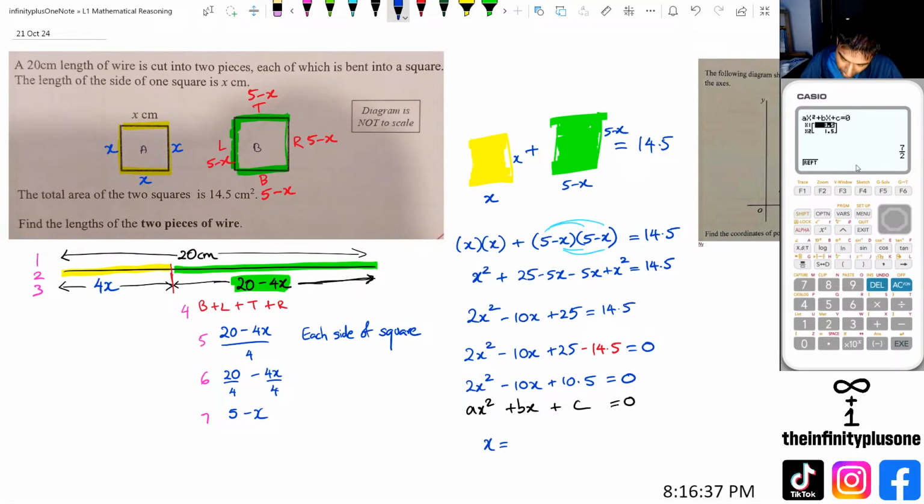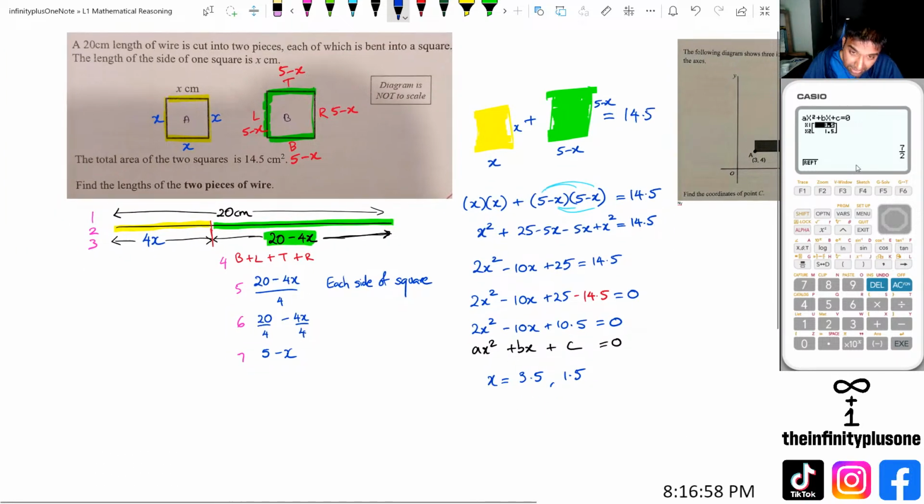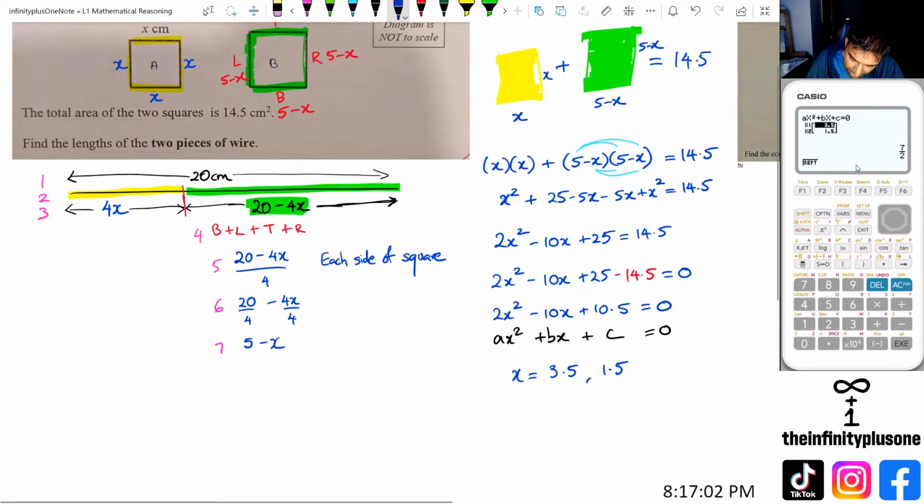So x is equal to 3.5 or x is equal to 1.5. So there are two answers for this particular question. And the x could actually be two answers. So to give it context, let me look at the first answer.